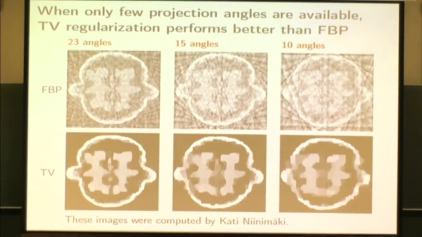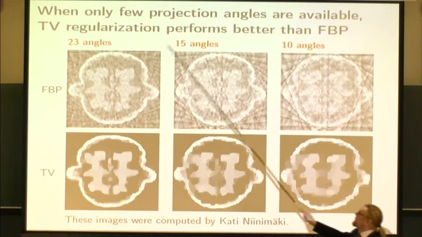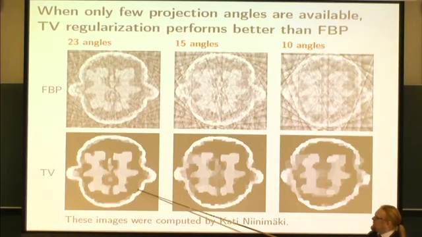So here, this is filtered back projection, the classical method. Of course, not designed for this kind of a case. It's designed for the case where we have very fine angular sampling. And here we have 23, 15, or only 10 projections picked out from this data set of 1200 projections. And here you see how the total variation brings out these crisp, piecewise constant type reconstructions.